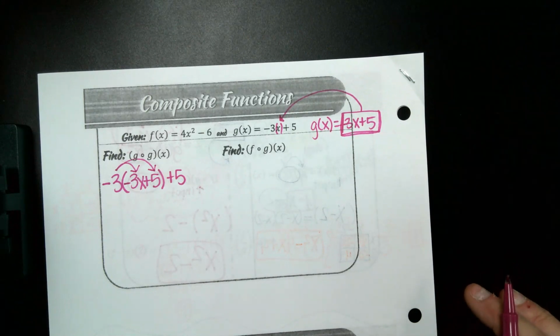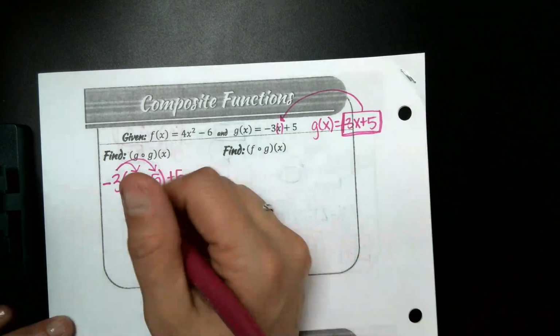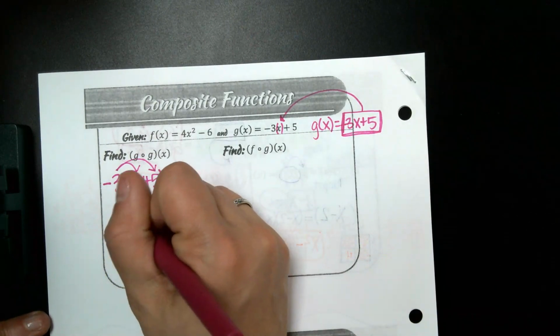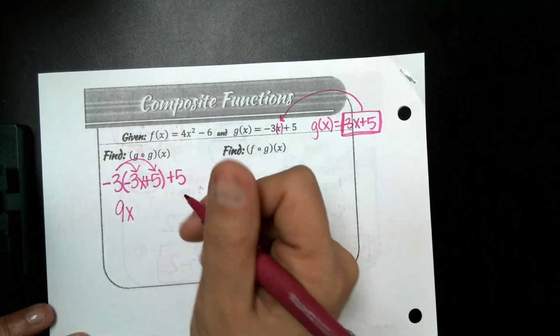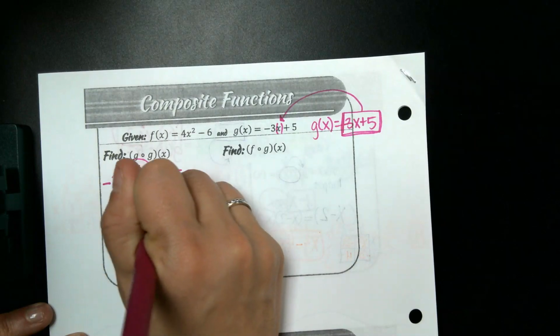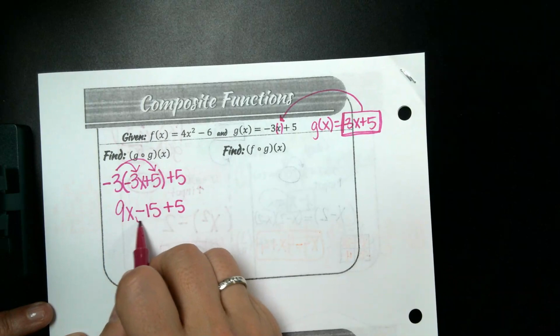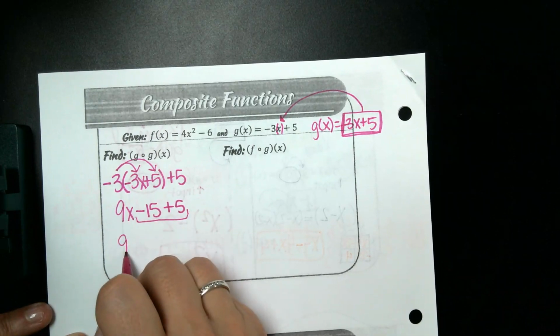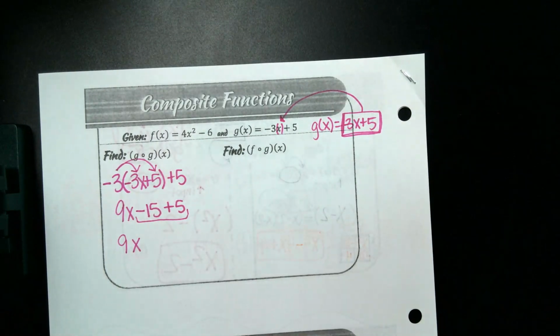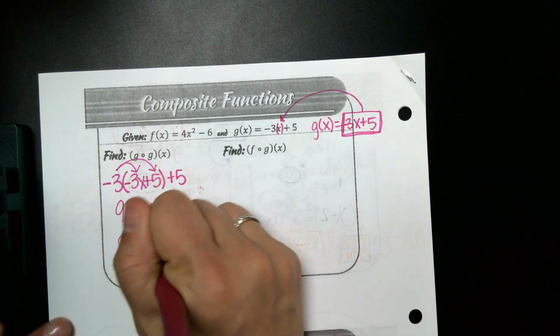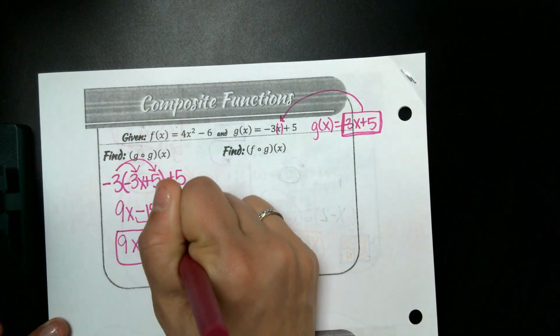What's negative 3 times negative 3x? Negative 9x. And what's negative 3 times 5? Negative 15. And then bring down your plus 5. And then we can just finish by combining these two. What's negative 15 plus 5? Negative 10. Good job.